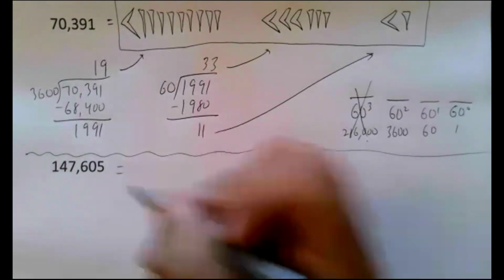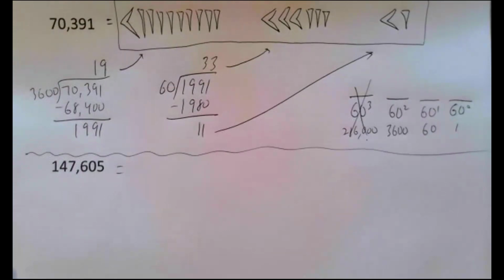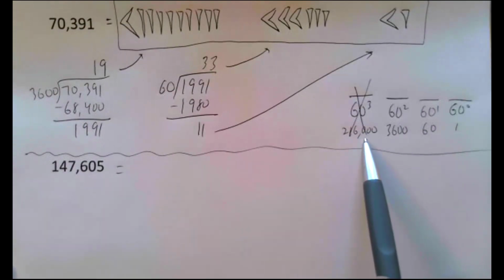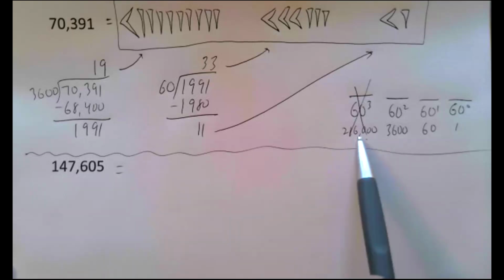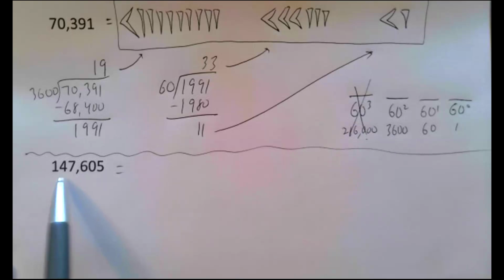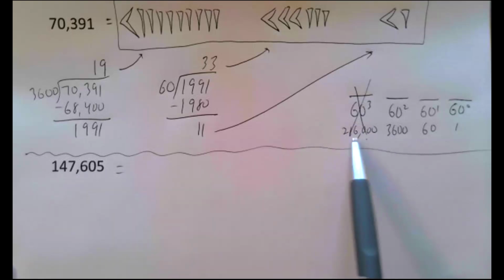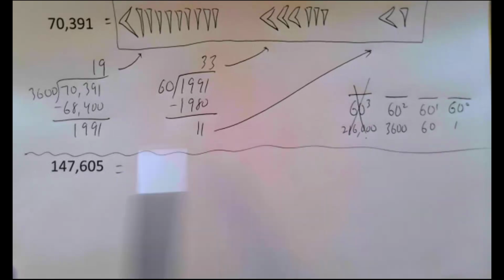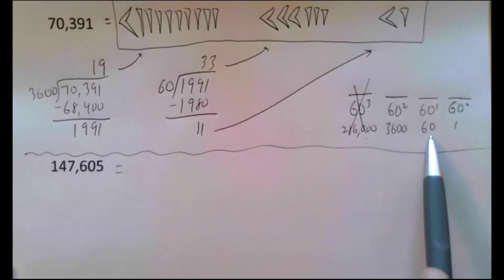And for this final one, let's actually work through this one. Very similar. I don't need to draw this again because this number is not that big, right? 147,000, it's big, but it's not 216,000 big. So I don't need to divide by 216,000. The only time I would need to is if I was starting with a number bigger than that. So I'm going to divide that by 3,600, and then I'm going to take my remainder and divide by 60.